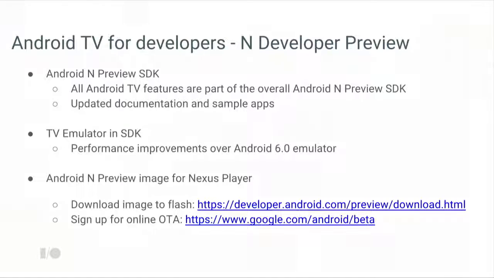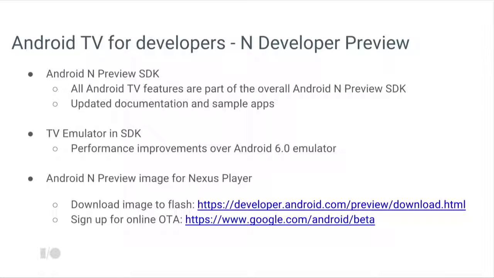Also, we got a bunch of feedback on the emulator for TV, it having horrible performance, which was valid feedback because it indeed had very horrible performance. We updated that quite a bit. We think it's much better now. It's actually usable as a pretty standard development tool. You don't necessarily have to use the hardware anymore. And also, for those of you who have a Nexus Player, you can download the Android N Developer Preview image and flash it, or you can sign up for an online OTA directly to the device.